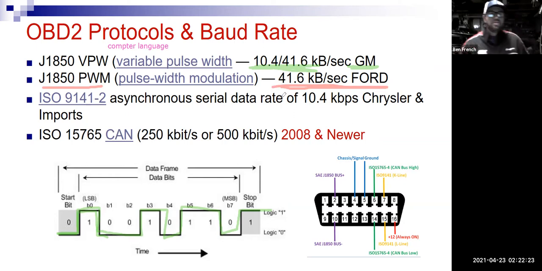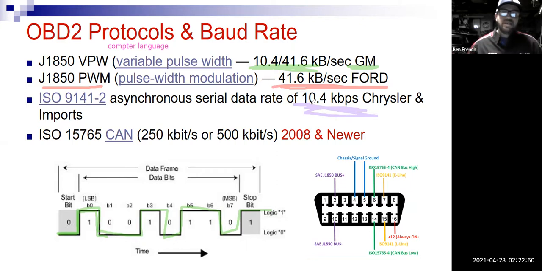What about ISO 9141? Again, a different communication protocol. Not necessarily a lot faster when we looked at the speeds. So it's not a lot faster. Well, it's used in a lot of your Asian imports, your European stuff, some Chrysler cars. Again, not lightning fast, but that was a protocol that they used.